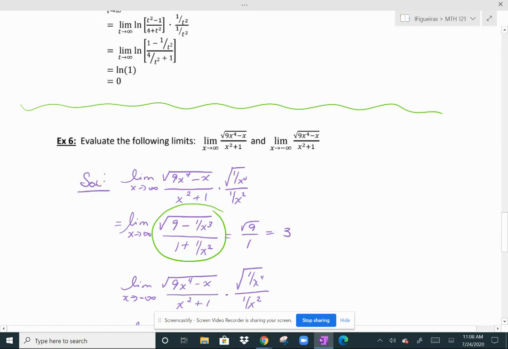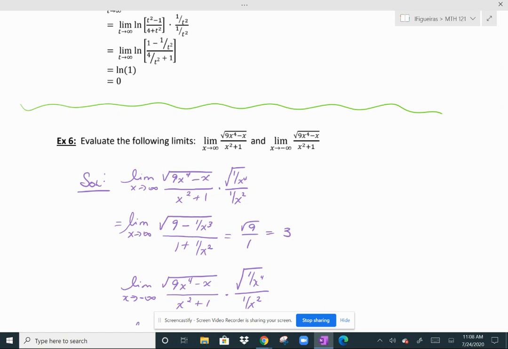And then just like I mentioned in the previous examples, the fractions, the minus 1 over x cubed and the 1 over x squared, as x approaches infinity, those will both go to 0. So you're left with just root 9 over 1, which is equal to 3. So my limit value is 3. And again, if I were to graph this, that would mean that I have a horizontal asymptote at y equal to 3.